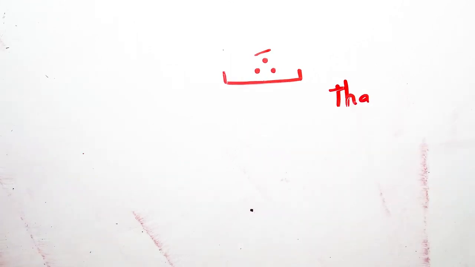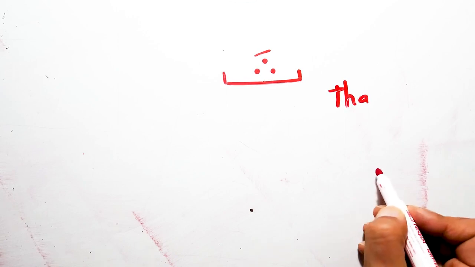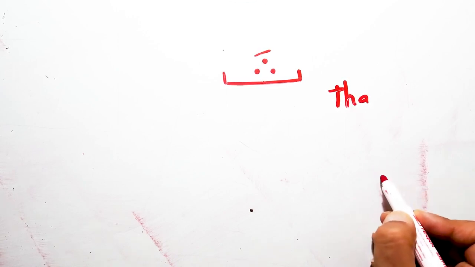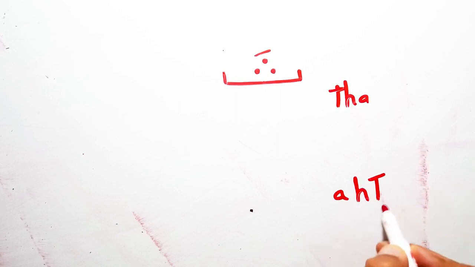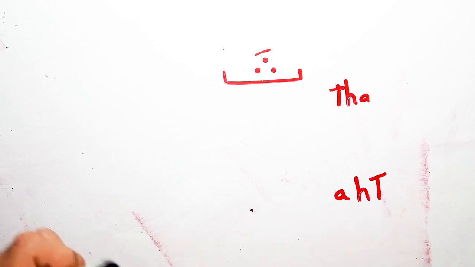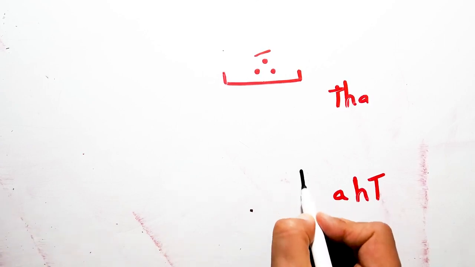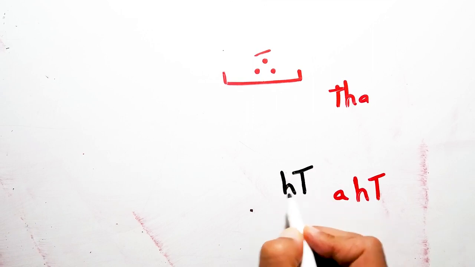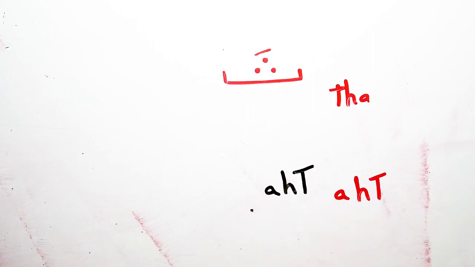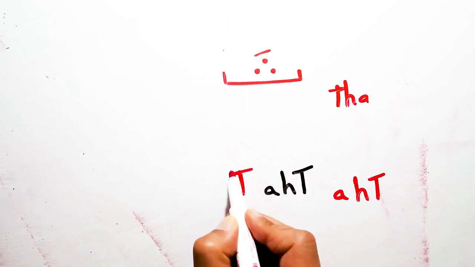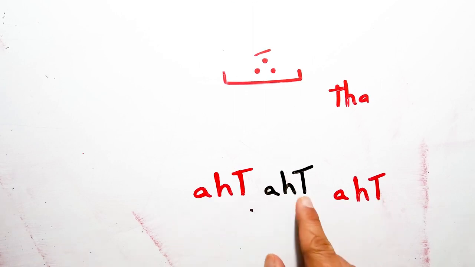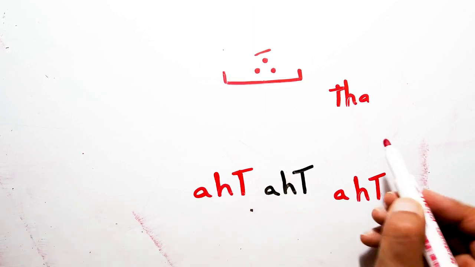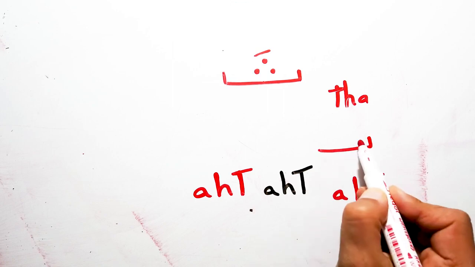Okay, let's see. Let's write tha in English from the right to the left. I'm going to start like this. I'm going to write T H A, tha, and I'm going to add another one here, tha, and another one here in the end, tha. Tha.